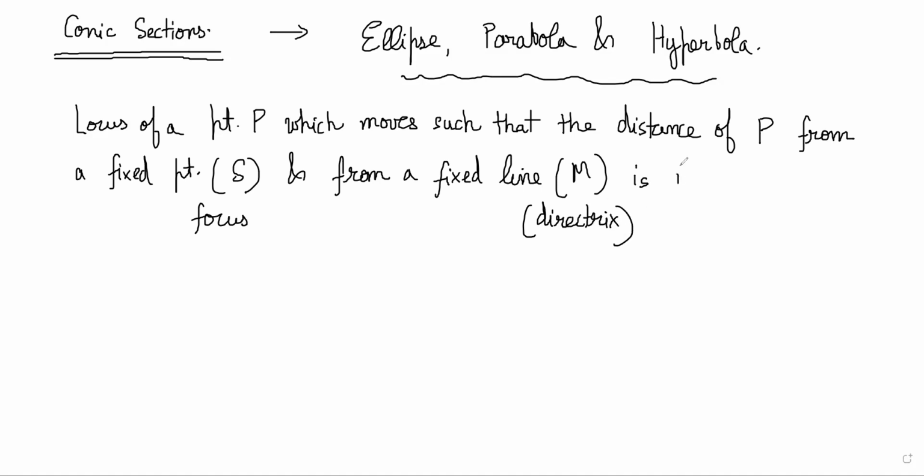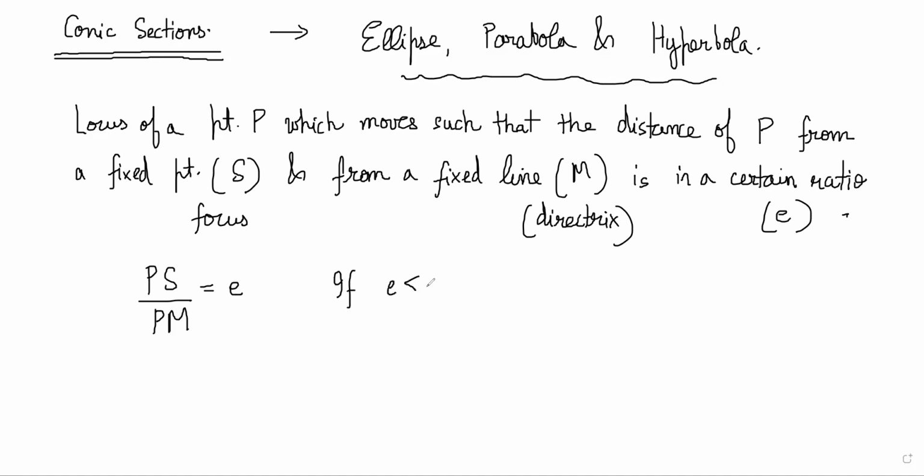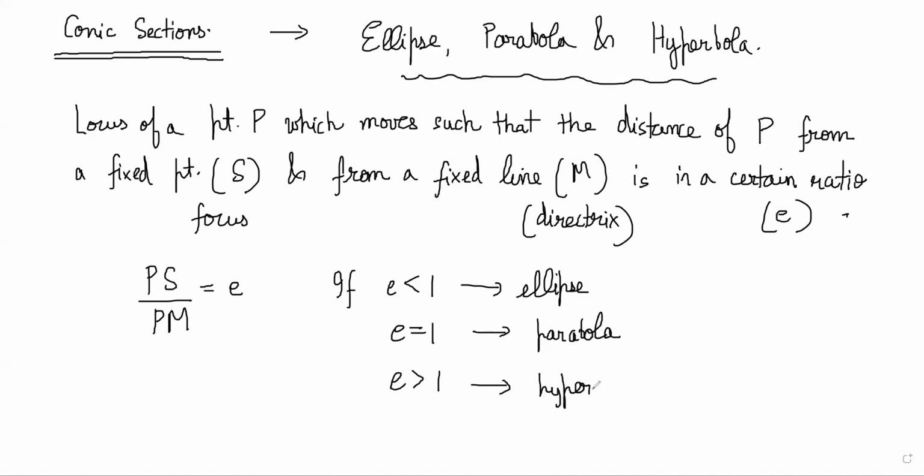The distance is in a certain ratio, and that ratio is known as the eccentricity of the curve. So you have PS by PM is equal to E. If E is less than 1, it is an ellipse. If E is equal to 1, it is a parabola. And if E is greater than 1, it is a hyperbola.